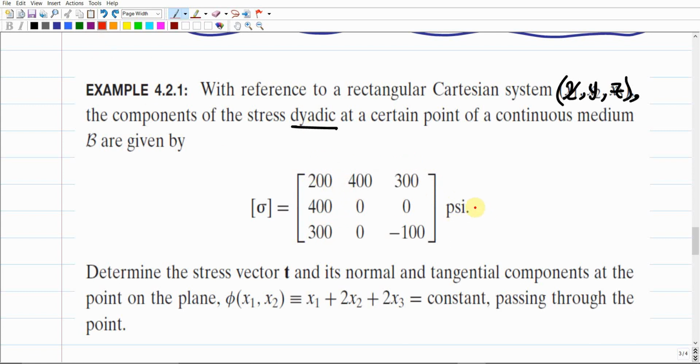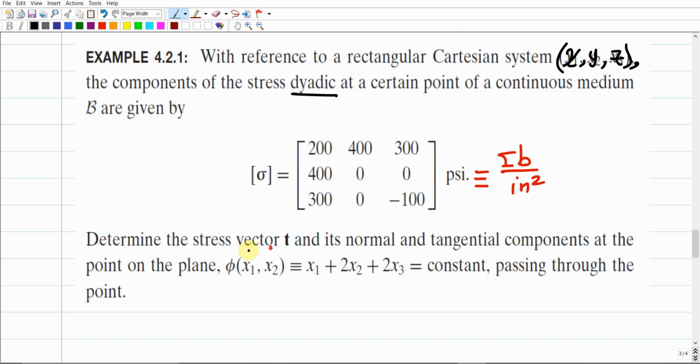PSI is equivalent to pound divided by inch squared, which is the pressure unit in the American system. And if you remember from the mechanics of materials class, the PSI or the megapascal or the pascal, these are the units, and the unit of the stress is the same unit as the pressure. It is force over area, so it is pound over inch squared. This is the unit of this stress tensor.